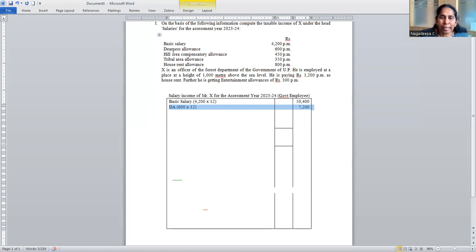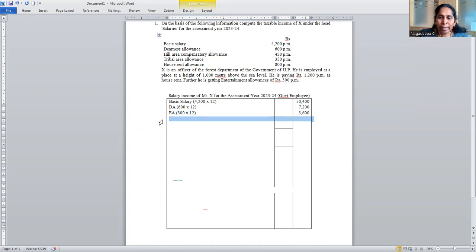Next is the hill area compensatory allowance and so on, but before that, we will finish off with the entertainment allowance, which is 300 per month. So entertainment allowance, that is EA, 300 into 12, it is coming to 3,600. Then next is hill area compensatory allowance. Already I told you this is partly taxable and partly exempted. How much is exempted? 300 per month is exempted.